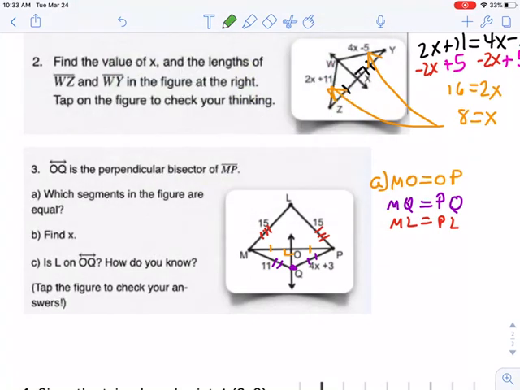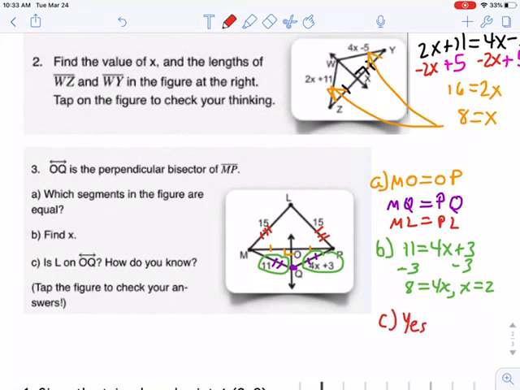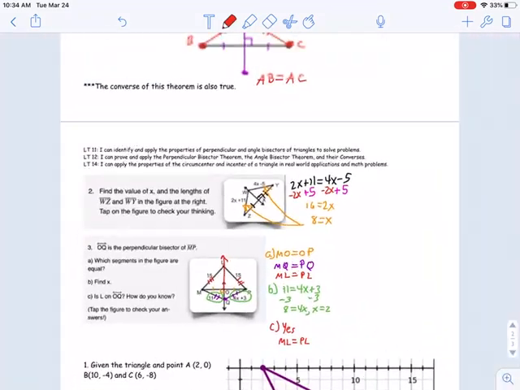So that's part A. Part B is find x. Well, we already marked it right here. That's congruent to that. So for part B, we're just going to say 11 equals 4x plus 3. Subtract 3, we're going to get 8 equals 4x, x equals 2. And then is L on OQ? How do we know? The answer is yes, because ML and TL are equal. So since they're equal, it's going to extend right through that from the theorem we learned above.